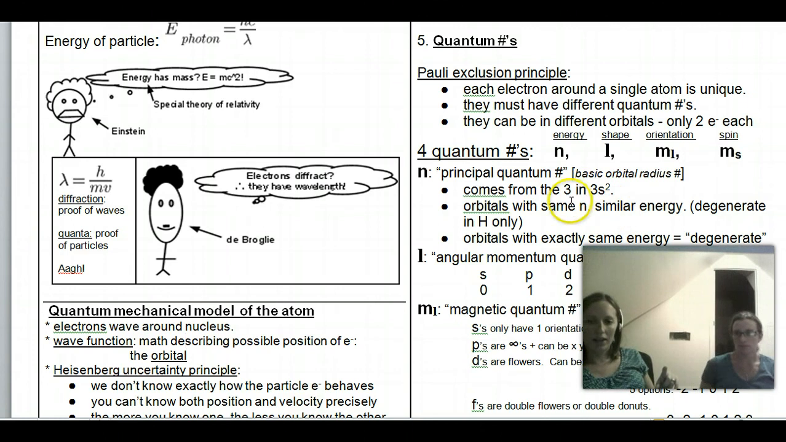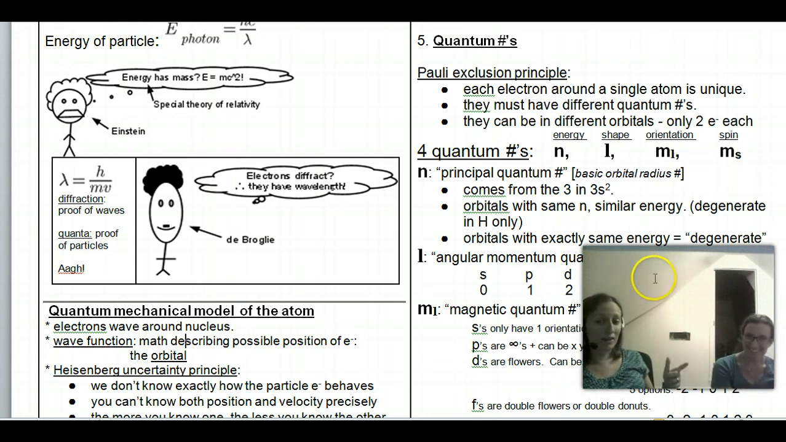And so that's your n. L is called your angular momentum quantum number, which is the orbital shape. You're probably more familiar with s, p, d, and f. Because they decided it had to be numbers, s is 0, p is 1, d is 2, f is 3. Why didn't they start with 1? I don't know.